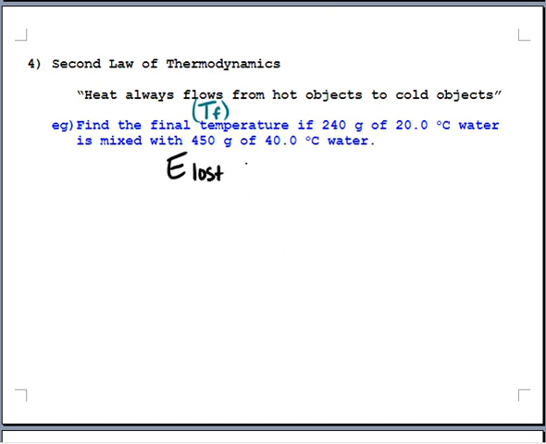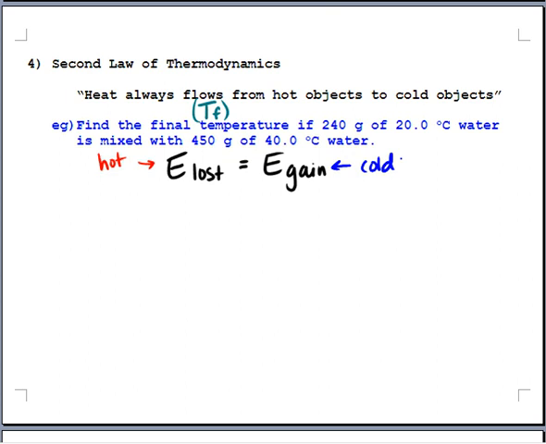We're going to say that the energy lost by one sample is going to be equal to the energy gained by the other. Because remember, the hot thing is going to give up its energy, and the cold thing is going to accept that energy until they meet somewhere in the middle. So when we set up the equation like this, the sample that's losing energy is going to be the hot side, right? It's giving up some of its energy.